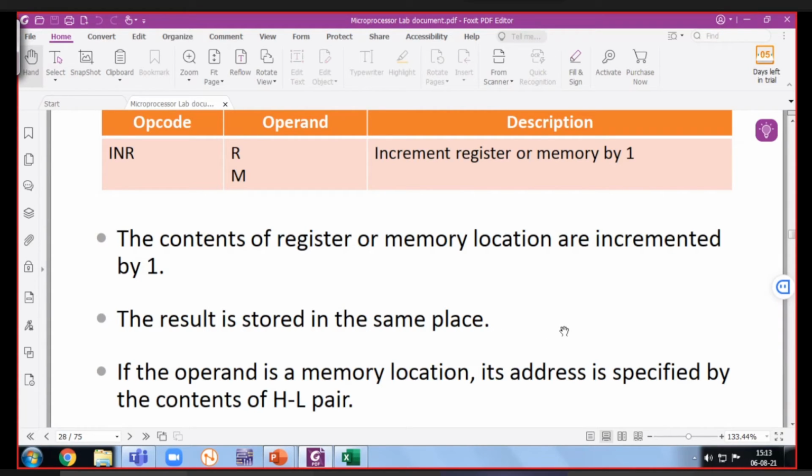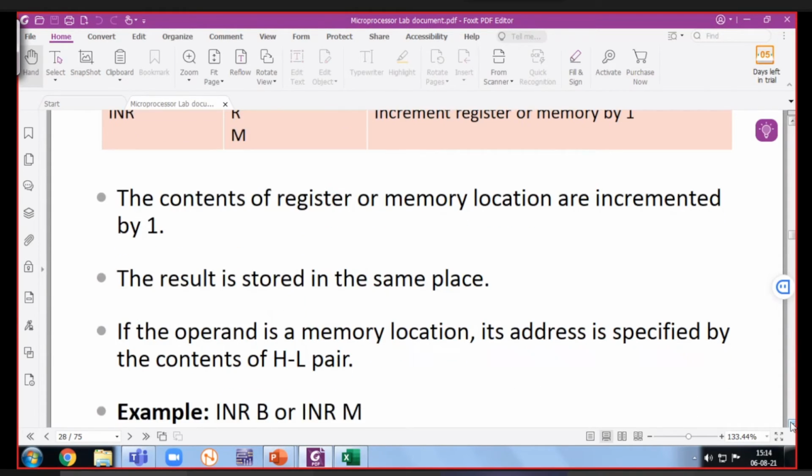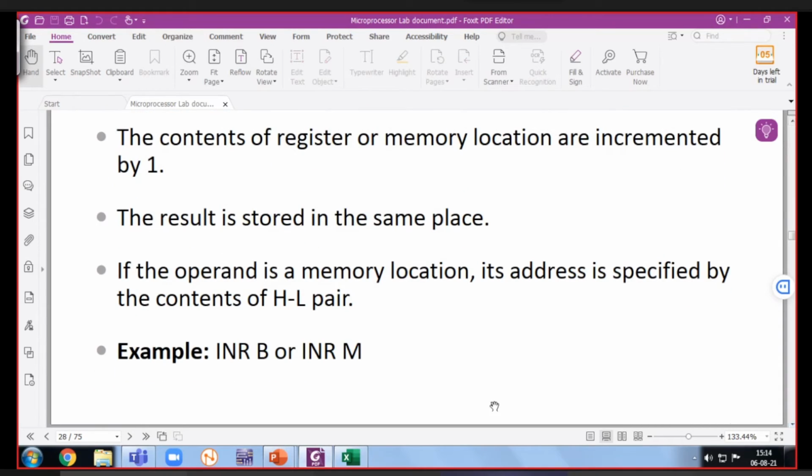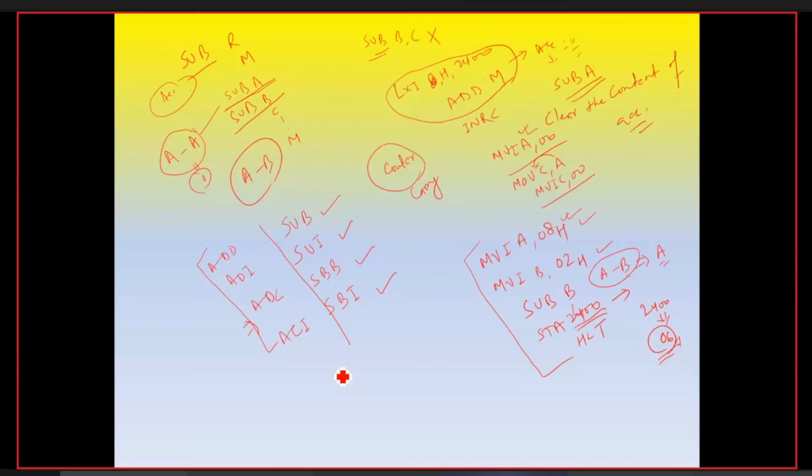Okay, you did INR B. INR B means the content of register B will increment by 1 and the incremented value will be stored in register B only, there only. If the operand is a memory location, its address is specified by the contents of the HL pair. Okay, INR B and INR M. Take a look at this once. So any confusion in addition or subtraction? Anyone? No, sir.